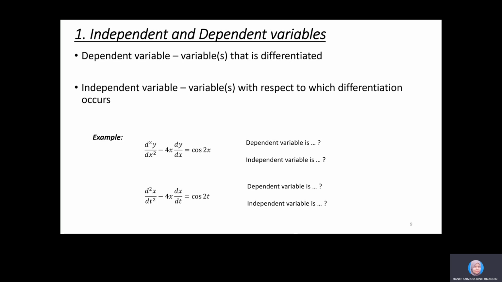Okay, let's see an example here. I mean, 2 examples here. In the first equation, you have d²y/dx² minus 4x times dy/dx equals cos 2x. So what would be the dependent variable? The dependent variable is the variable that is differentiated. So you differentiate y. So the dependent variable in this case is y. Whereas the independent variable is the variable with respect to which differentiation occurs.